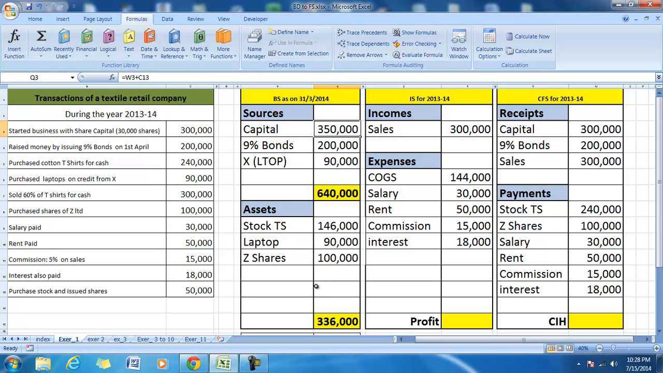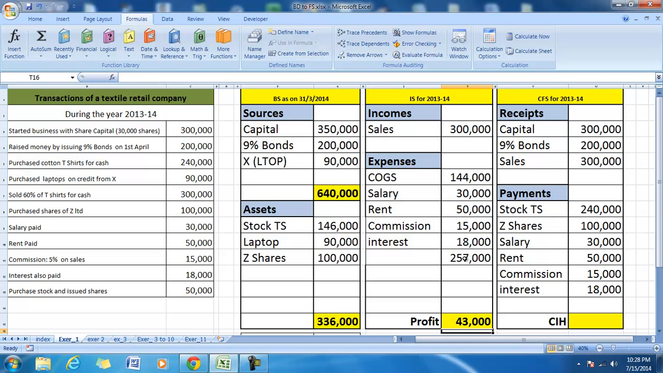So if all transactions have been entered or recorded or converted, shown in the financial statement, now we have to find profit, for the time being ignoring taxation. So profit is equal to income minus expense. 43,000 is the profit.